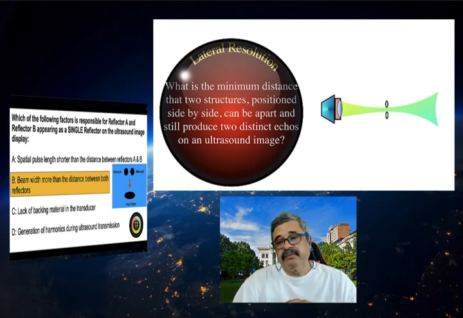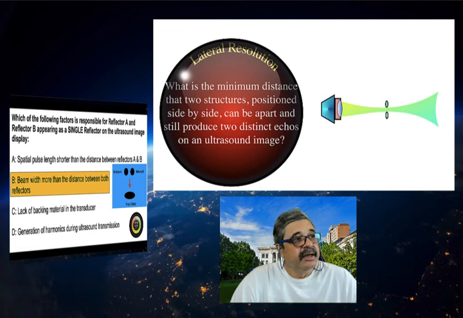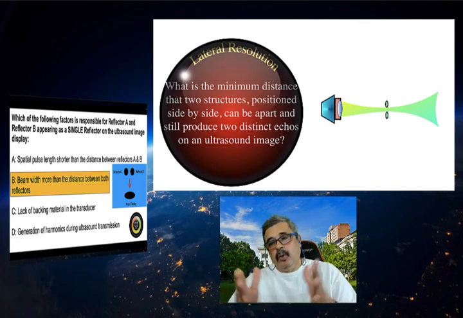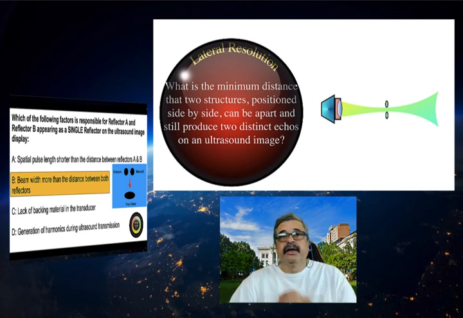The question that lateral resolution answers is: what is the minimum distance between 2 structures positioned side by side that can be apart and still produce 2 distinct echoes on an ultrasound image? And that relates to beam width, or the distance between adjacent scan lines.